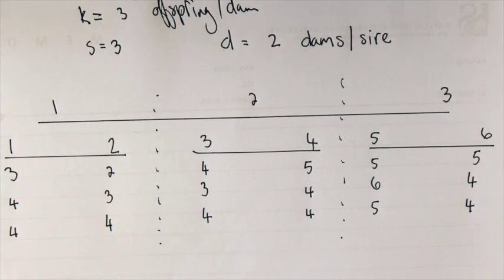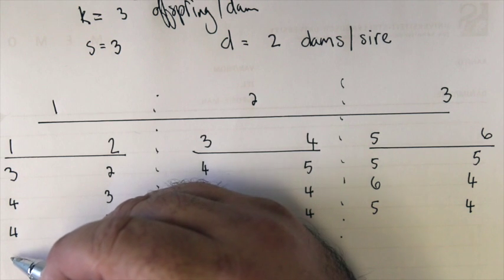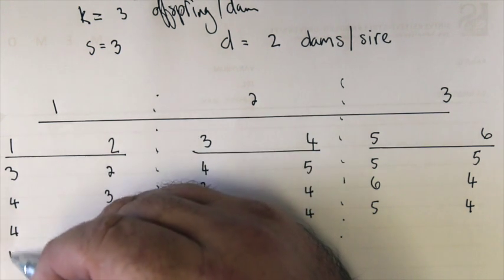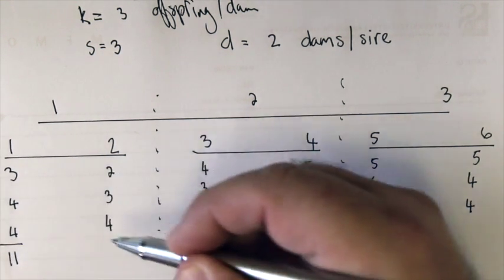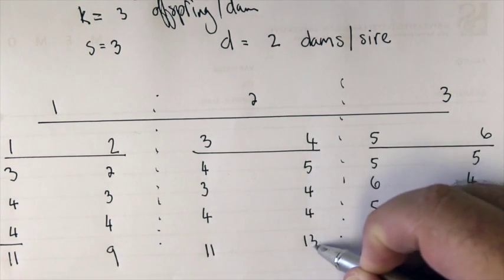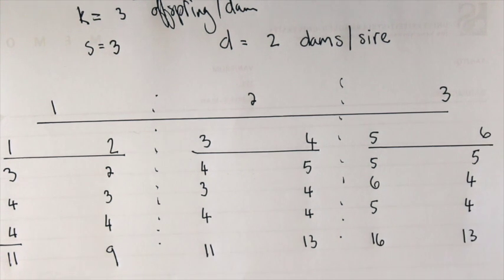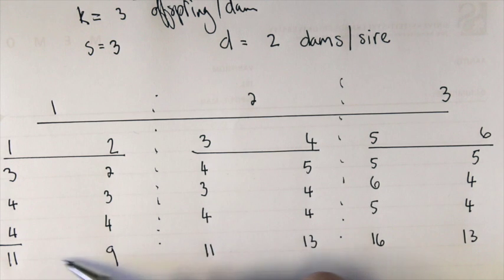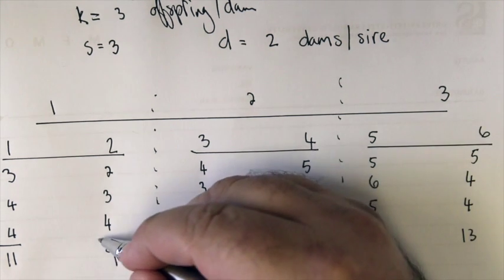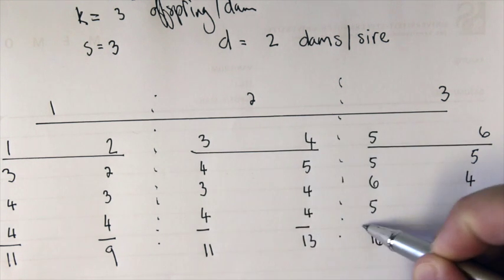Next, what we can do is some basic calculations regarding totals. So the first one is the dam family totals. That's 3 plus 4 plus 4, which is 11. The next one is 9, 11, 13, 16, and 13. So this, what we've just calculated, we refer to as the dam family total.